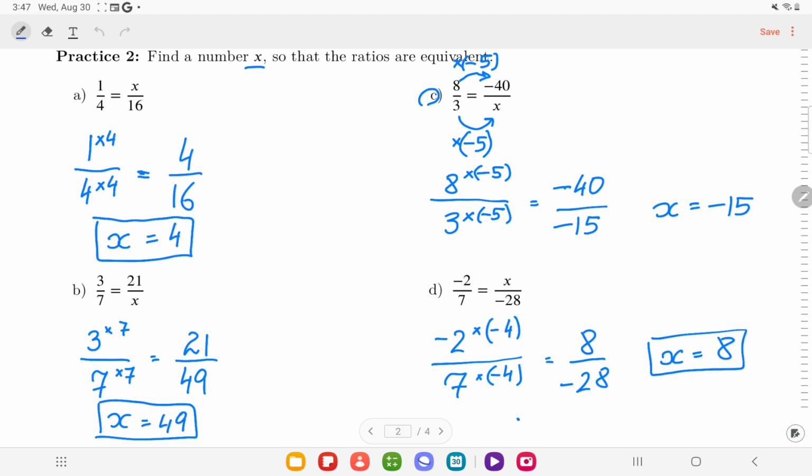Now check your answers. In A, x equals 4. In B, x is 49. And in D, x is 8. Remember that when you multiply negative 2 by negative 4, you get positive 8. And check that 7 times negative 4 is negative 28.